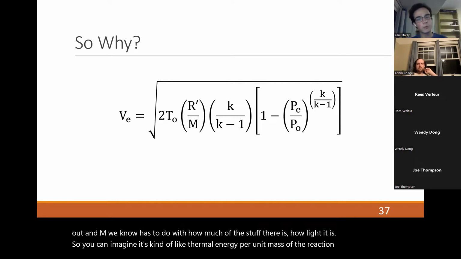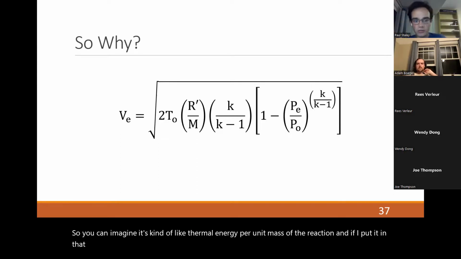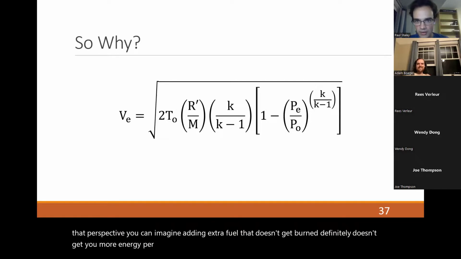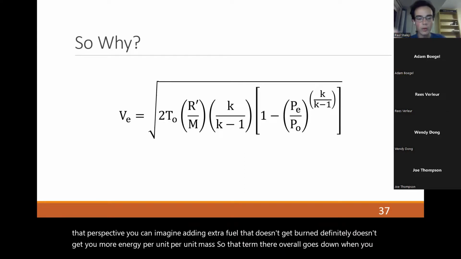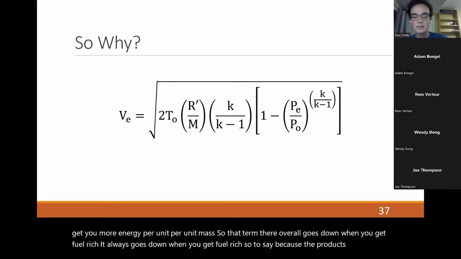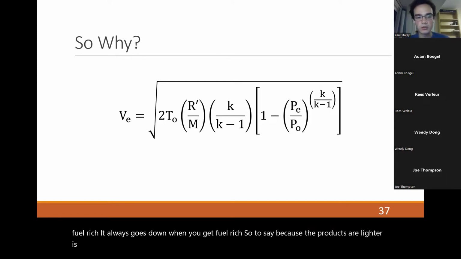And if I put it in that perspective, you can imagine, adding extra fuel that doesn't get burned definitely doesn't get you more energy per unit mass. So that term there overall goes down when you get fuel rich. It always goes down when you get fuel rich. So to say because the products are lighter is not a full, complete explanation.